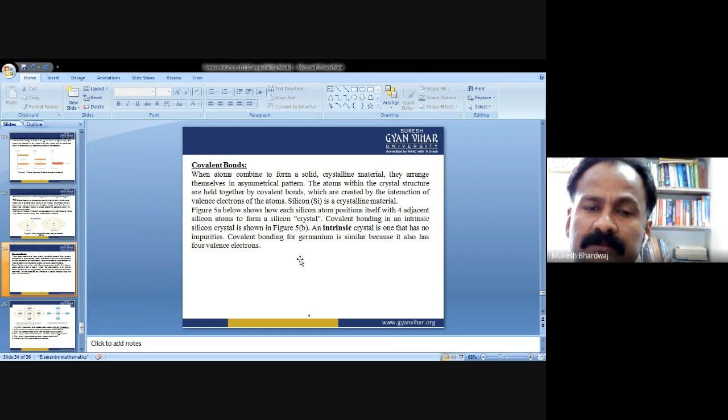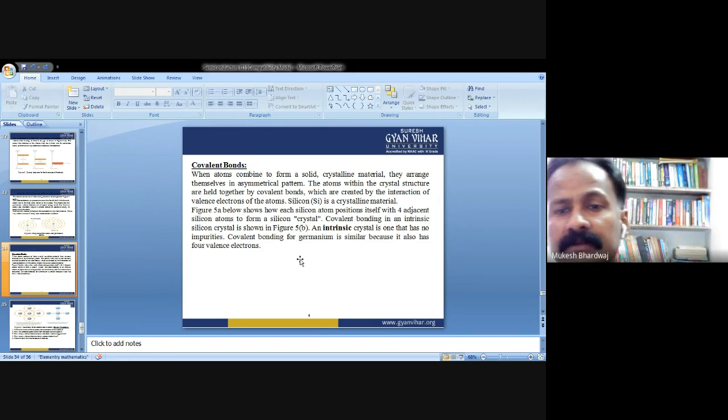Covalent bond. The sharing of electrons is known as a covalent bond. When atoms combine to form a solid crystalline material, they arrange themselves in a symmetrical pattern. The atoms within the crystal structure are held together by covalent bonds, which are created by the interaction of valence electrons of the atoms. Silicon is a crystalline material. The figure shows below how each silicon atom positions itself with four adjacent atoms to form a silicon crystal.